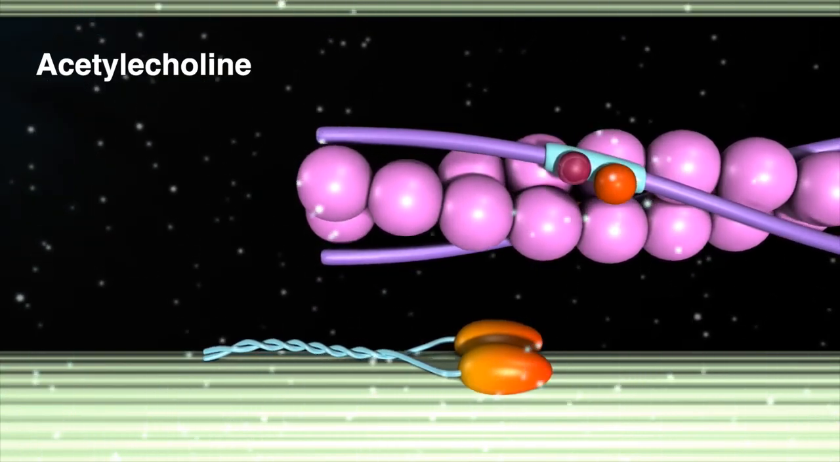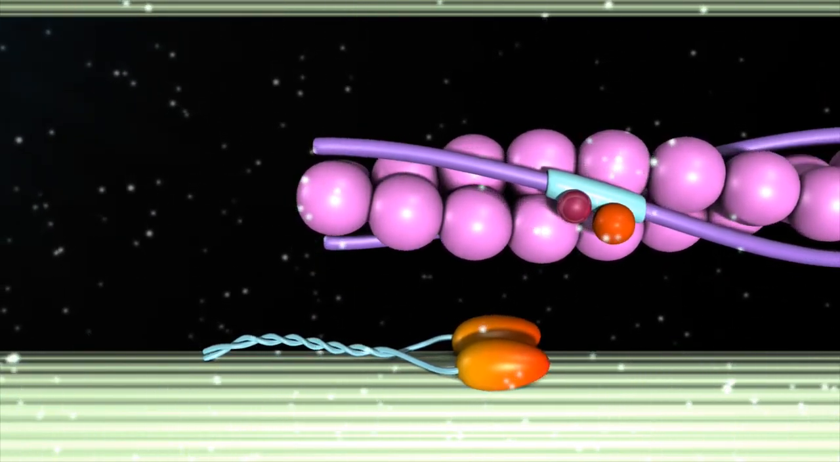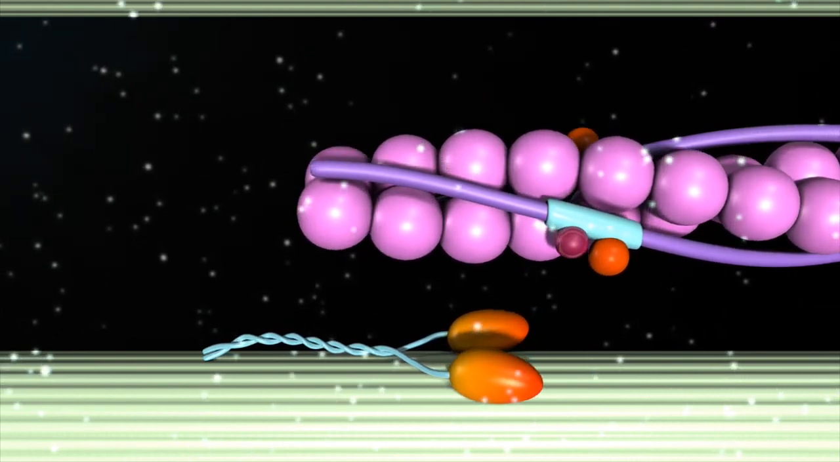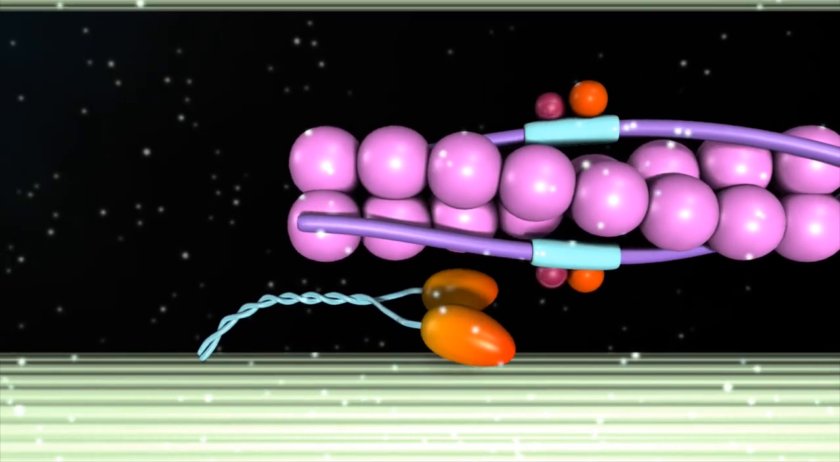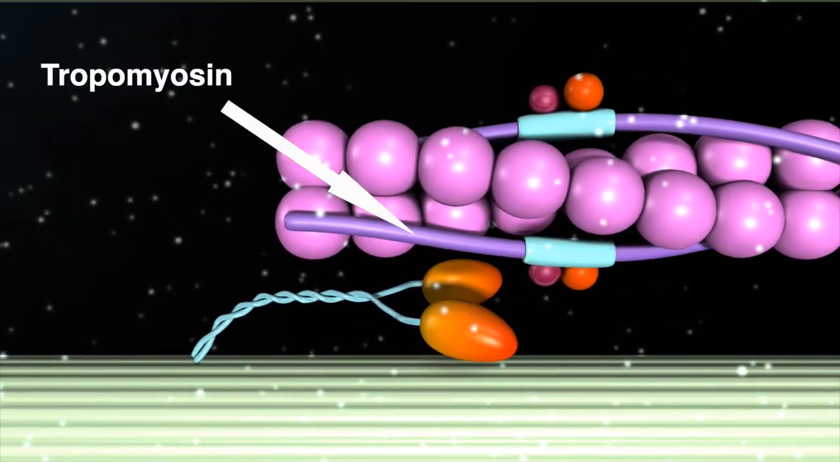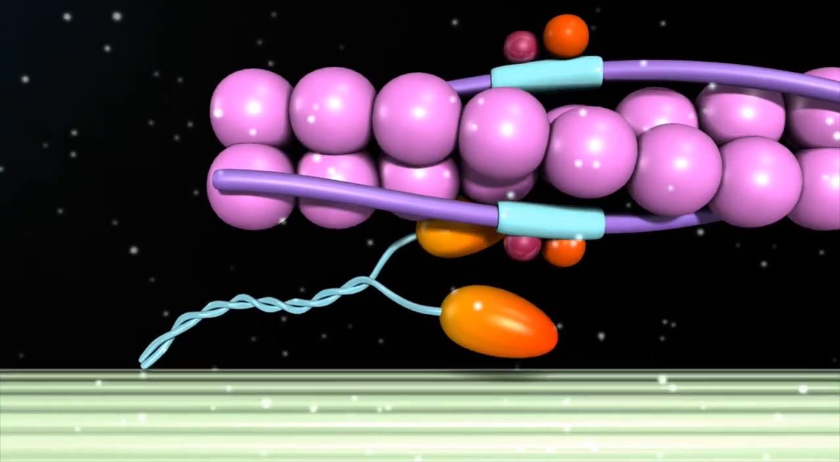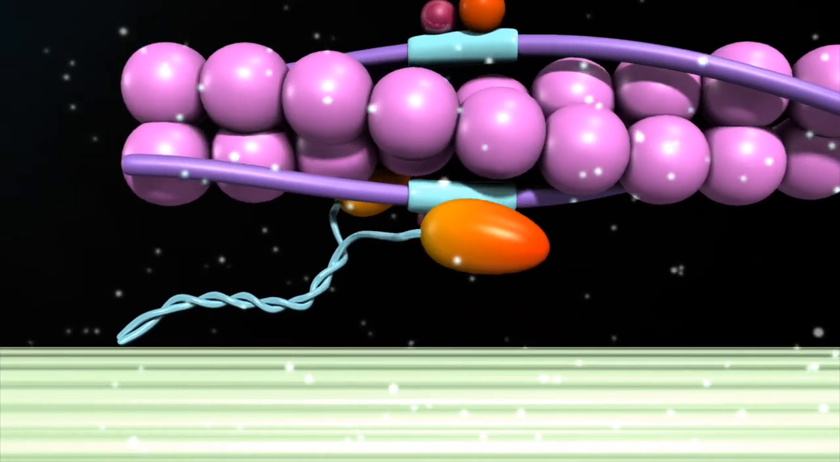The presence of acetylcholine causes depolarization, enabling calcium to be released from the sarcoplasmic reticulum. The calcium binds to troponin, changing its shape and so moving tropomyosin from the active site of the actin. The myosin filaments can now attach to the actin, forming a cross bridge.